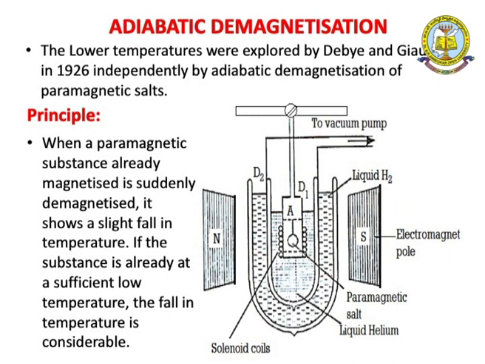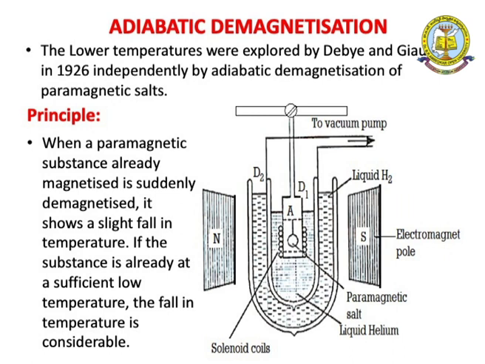Let us see the principle involved in adiabatic demagnetization. When a paramagnetic substance, which substance is it? A paramagnetic substance, as opposed to diamagnetic or ferromagnetic. In this we use a paramagnetic substance which is already magnetized, and it is suddenly demagnetized. It shows a slight fall in temperature. If the substance is already at a sufficiently low temperature, the fall in temperature is considerable.